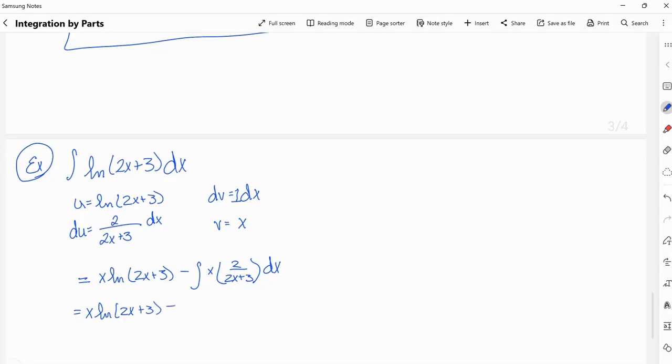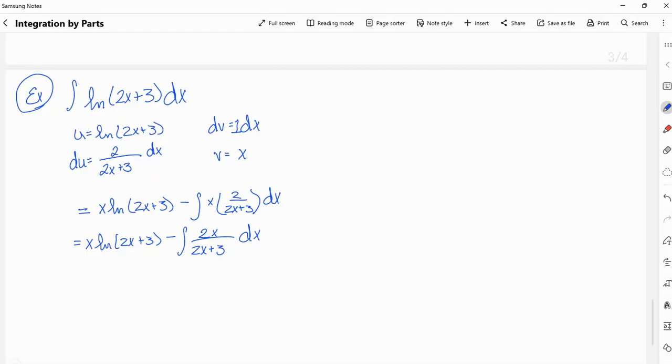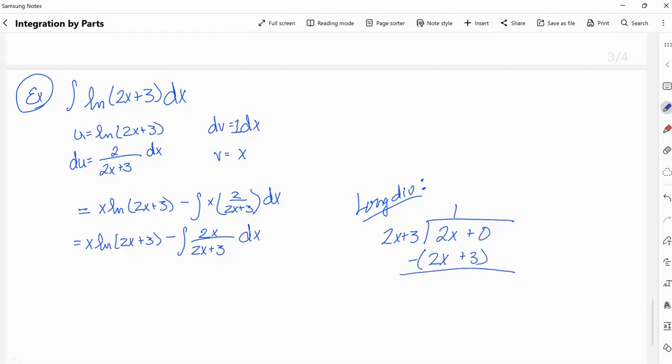Cleaning it up, I'm going to rewrite this as 2x over 2x plus 3 dx. Again, the degree of the top and the bottom is the same, so we've got to do some long division. So I'm going to have 2x plus 3 dividing into that numerator 2x plus 0. So 2x goes in the 2x one time, and when I subtract, I'm going to get 2x plus 3. So minus 2x plus 3. That's going to leave me with a -3.